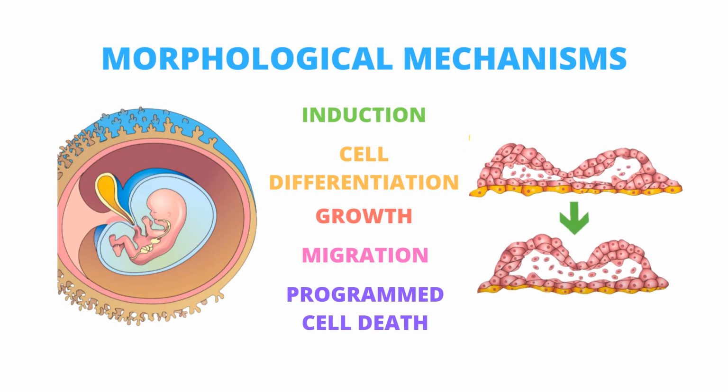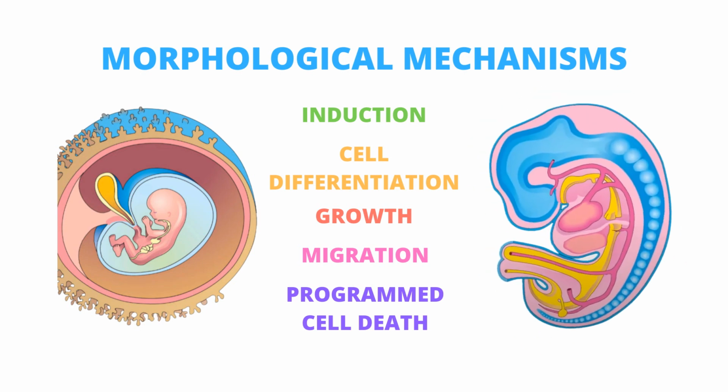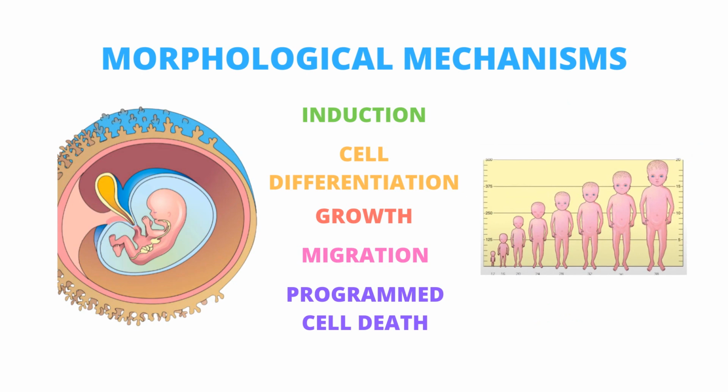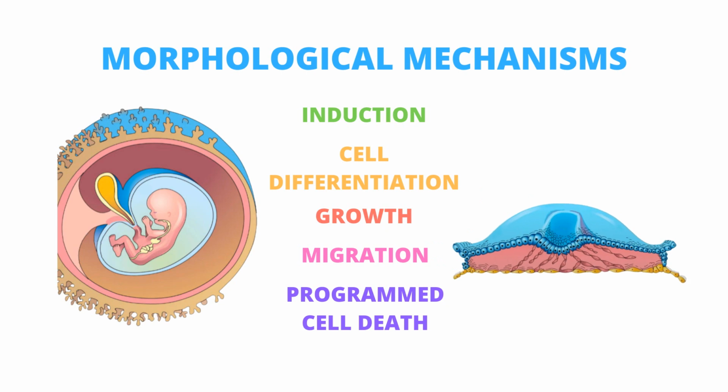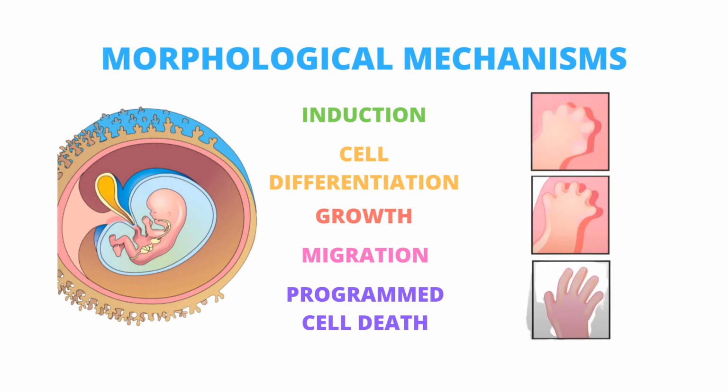Induction is a process by which one embryonic tissue prompts another to change. Cell differentiation is the biological process that leads to the formation of different kinds of cells through an increase in morphological and functional complexity. Growth is the increase in size and volume of the different parts and organs of the embryo. Migration is the movement by which a cell group detaches from its site of origin and moves to another site. Programmed cell death, or apoptosis, is a programmed phenomenon that produces ultrastructural changes in the cell which lead to its destruction.